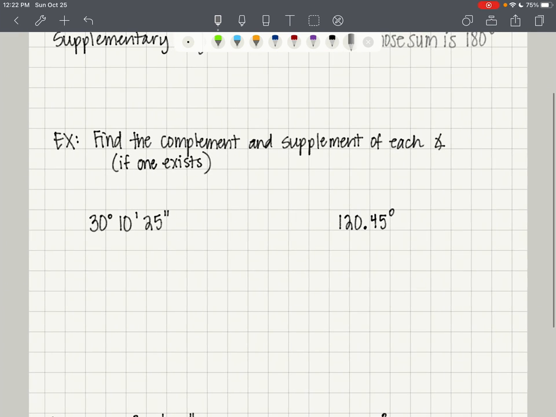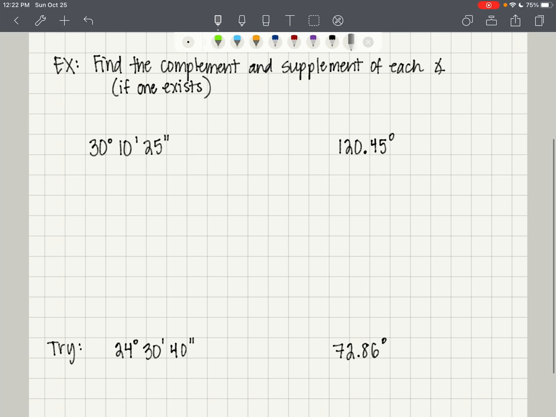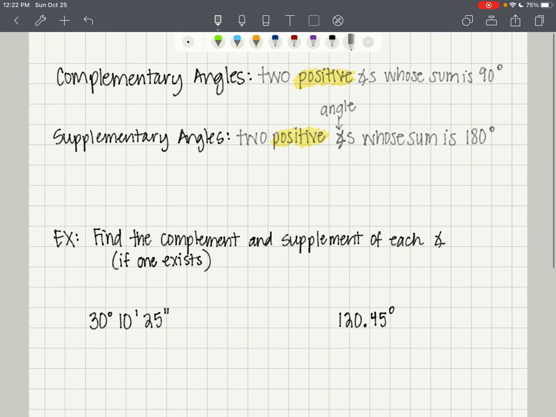We're going to start with 30 degrees, 10 minutes, 25 seconds. Actually, I'm going to start with something even easier. Let's say 30 degrees. If I want to find the complement, what do we add to 30 degrees so that the sum is 90? Well, we already know that. That's 60 degrees. But how did we get that? 90 degrees minus 30 degrees is equal to 60 degrees. So in order to find that 60 degrees, we have to subtract 30 from 90.